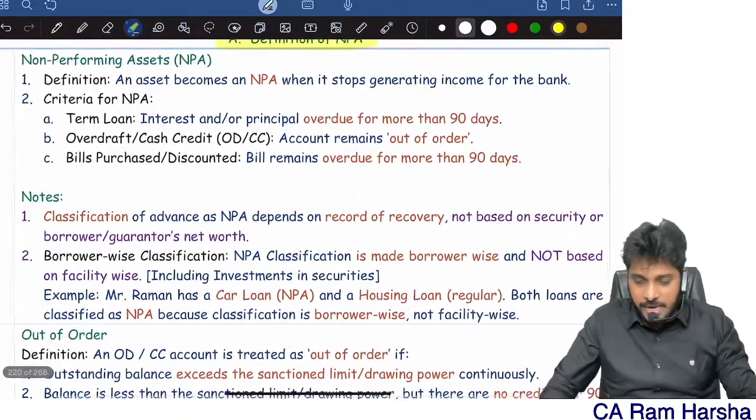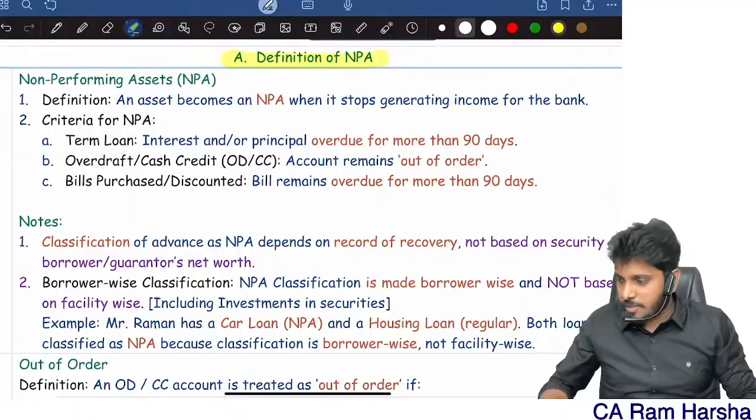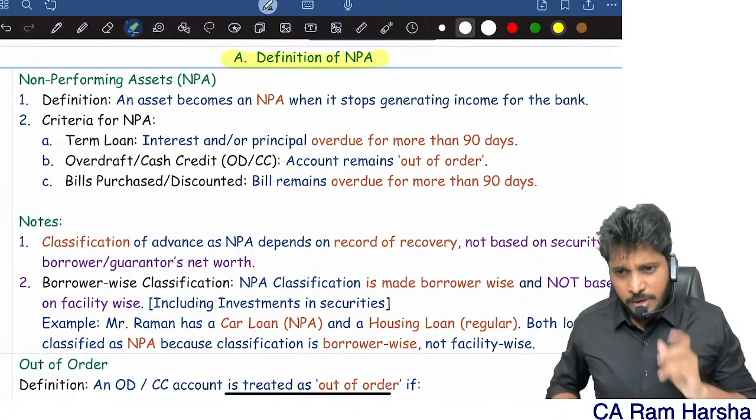When a loan is treated as an NPA, just 1 minute. Yeah, it's okay, just 1 minute.